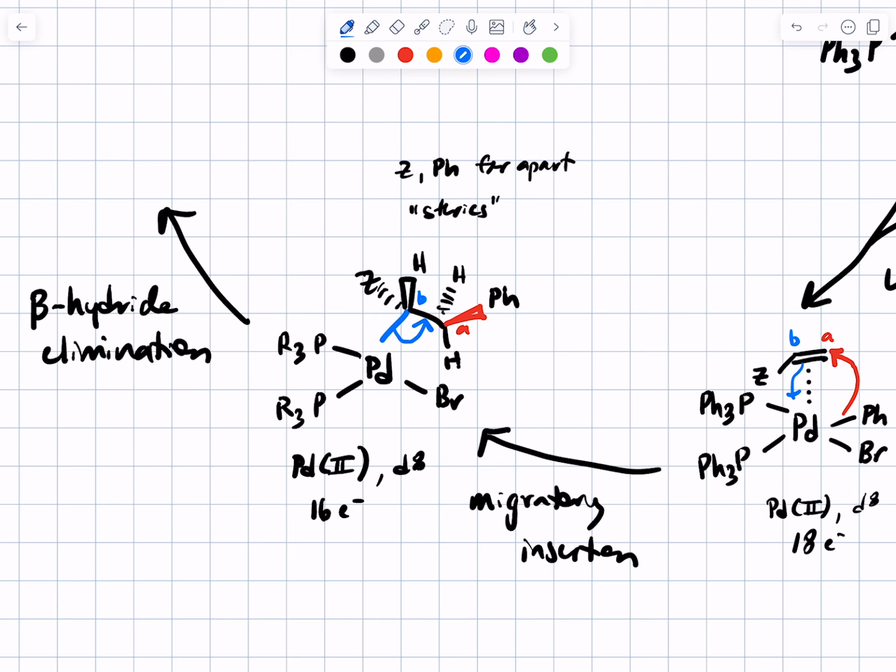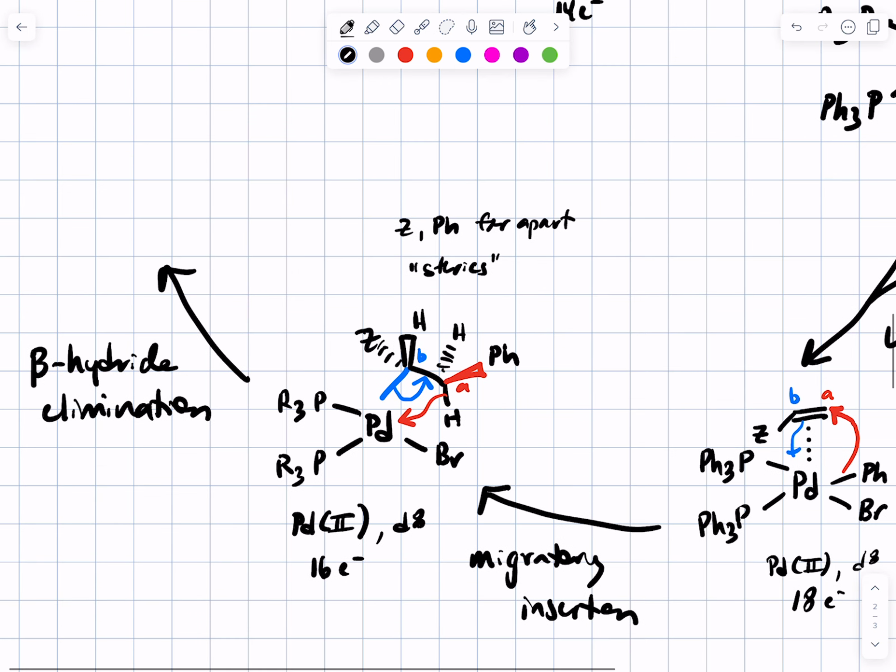and hydride will leave, but it's not just floating off as H minus, as we did with NAD plus style oxidations. The hydride is going to get delivered to the metal. The metal is going to accept the hydride. At that point, we lose product.